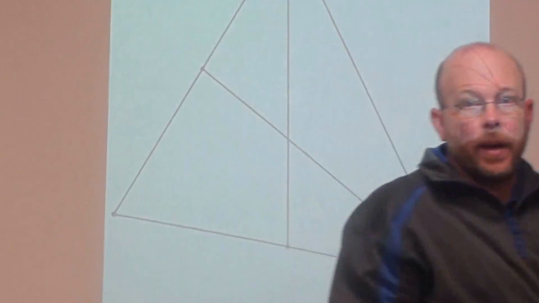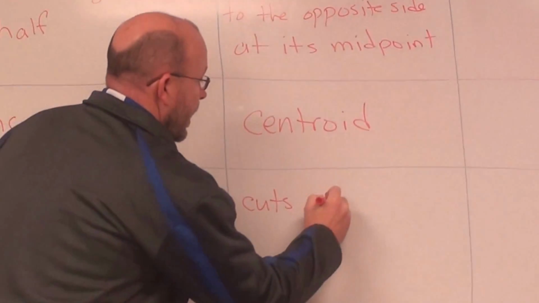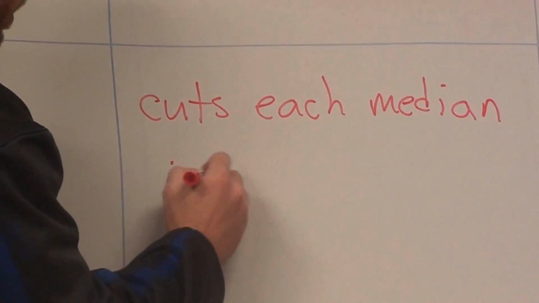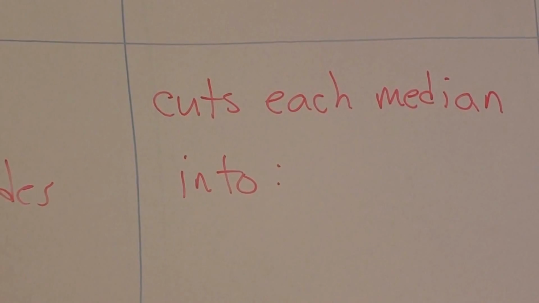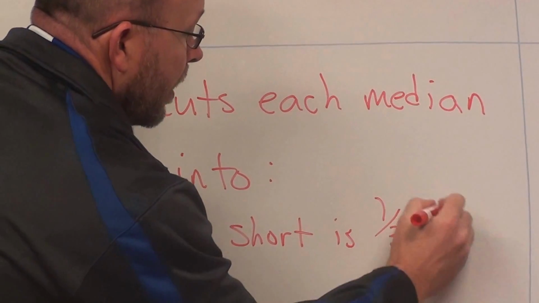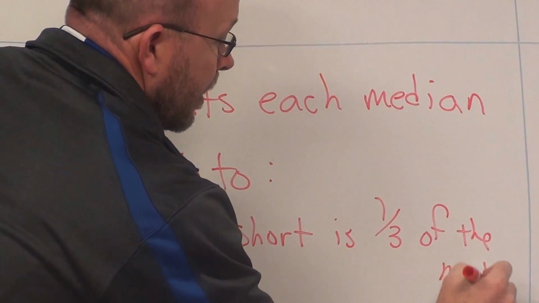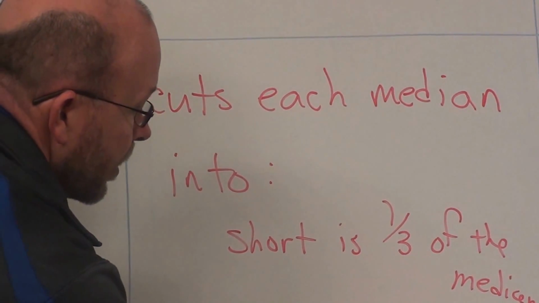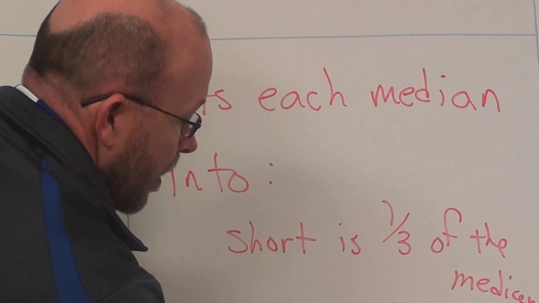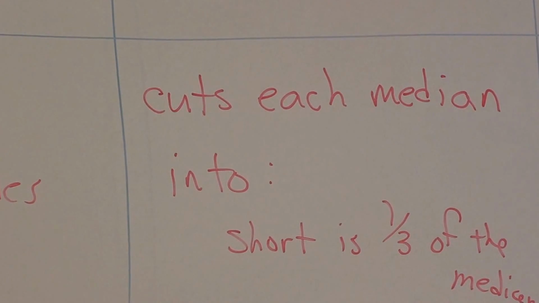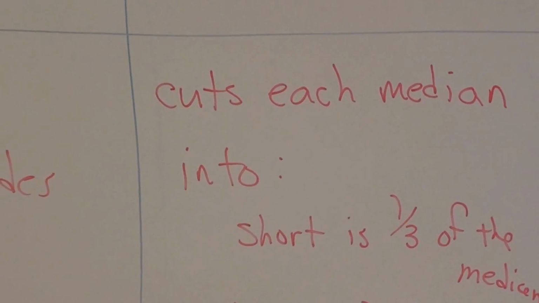Now, what we're going to put up here is that the centroid cuts each median into, I'm just going to do it this way. The short part of it is 1/3 of the median, and the long segment is 2/3. I think an easy way to remember that is that the triangle has 3 vertice points. So you can kind of do like a 3 thing. Yep. Triangles come in groups of 3, 3 angles, 3 sides.